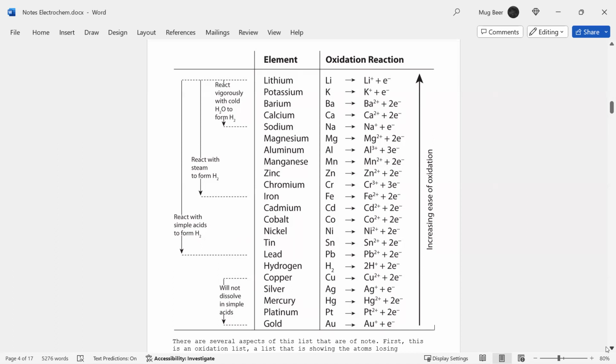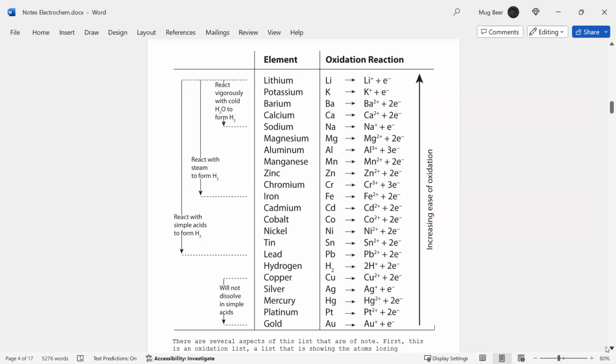Let's play a little which one of these is not like the other on this activity list. Hydrogen is a gas, right? And it's not a metal. So what's the importance of hydrogen on this list? Hydrogen is used as a standard for electricity. And then we measure everything else off the hydrogen. It's called the hydrogen cell.